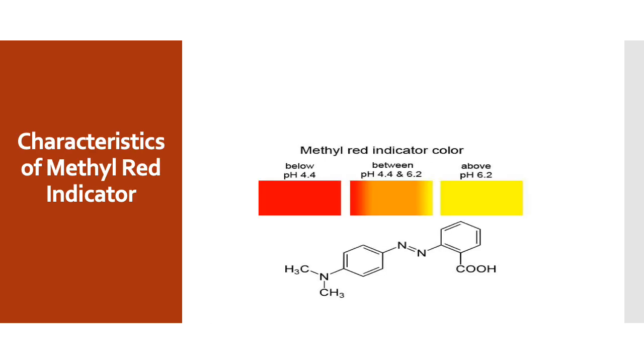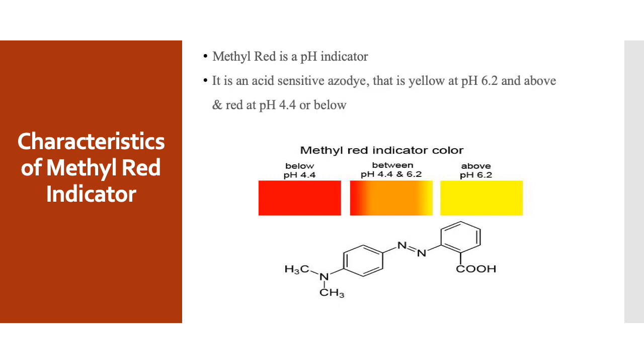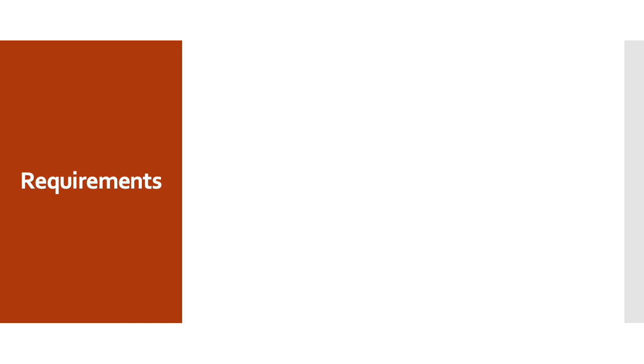Now let us see the characteristics of methyl red indicator. Friends, methyl red is a red crystalline powder. It is a pH indicator. This methyl red is an acid sensitive azo dye. It is yellow at pH 6.2 and above and red at pH 4.4 or below. Here in this diagram, the structure of methyl red is shown, and based on the pH variation, different colors that it gives are shown.